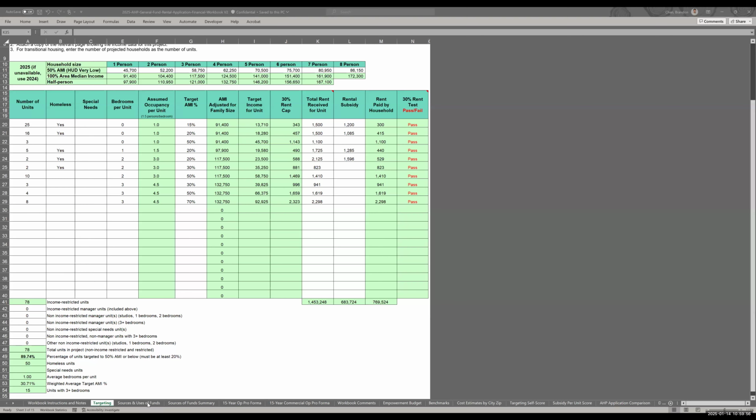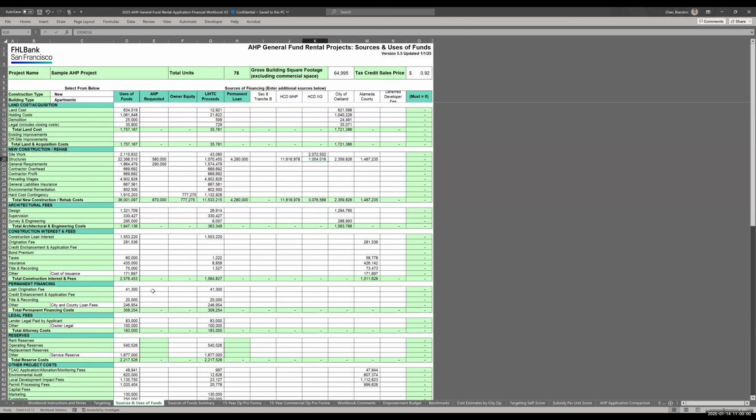Next, we'll look at the sources and uses worksheet. Provide the project's total residential square footage, including hallways, common areas, and structured parking if these costs are included in the new construction or rehab costs. Only commercial areas of the building and commercial structured parking should be excluded from the square footage.